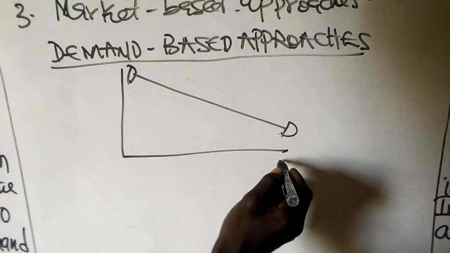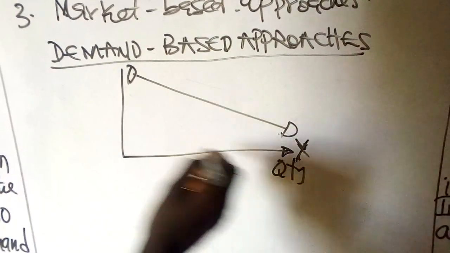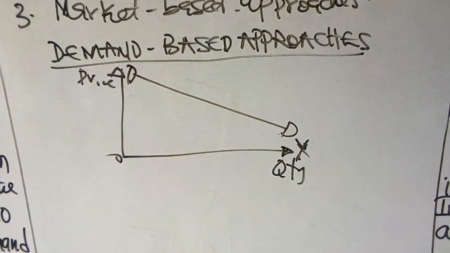This is quantity demanded, and this is the price. So this is the demand curve. So an optimal price can be established.